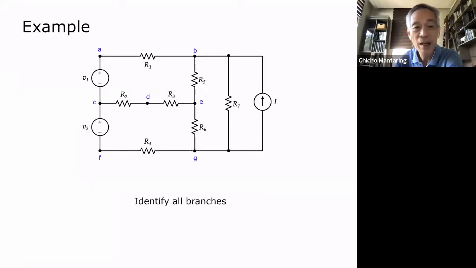Okay. Identify all branches. How do you define a branch? A branch is a path that connects 2 nodes. So ganito na lang tanong ko. How many branches are there in this circuit? Can somebody answer?